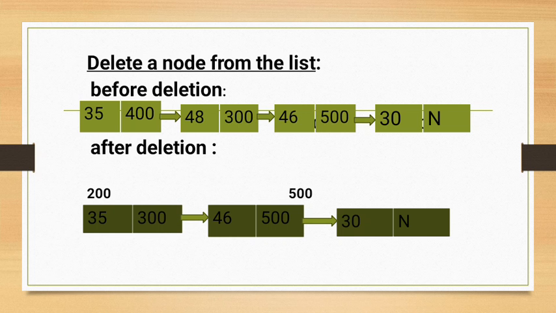So the same happens when we are deleting, right? Look, before deletion we have 35, 48, 46 and 30. Now after deleting we have 35, 46, 30. We no longer have what? We no longer have 48.